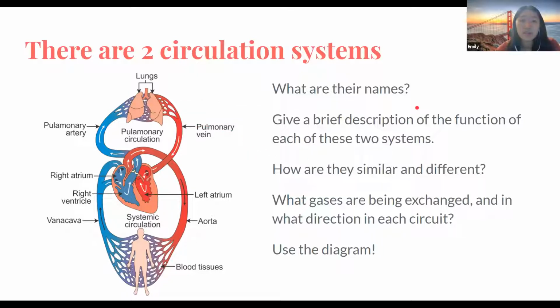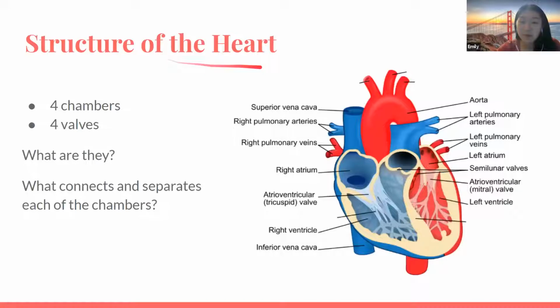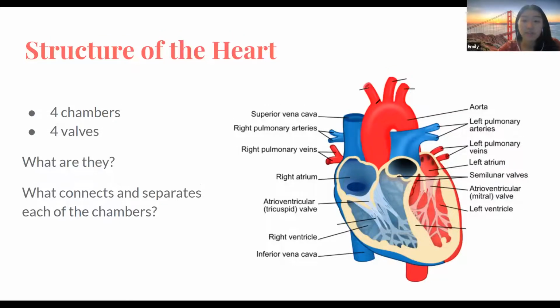Good. Okay. Now we'll talk about the structure of the heart. So the heart is probably the most important organ within the circulatory system, since it's kind of like the central hub of everything. It's going to be pumping blood to your lungs as well as pumping blood to every part of your body. So the basic structure of it is that it's going to have 4 chambers and 4 valves.